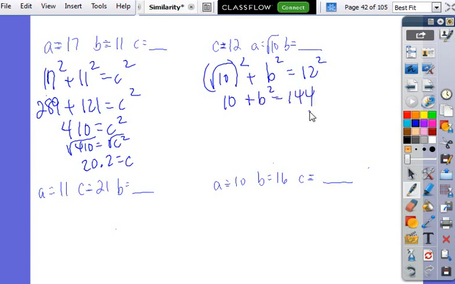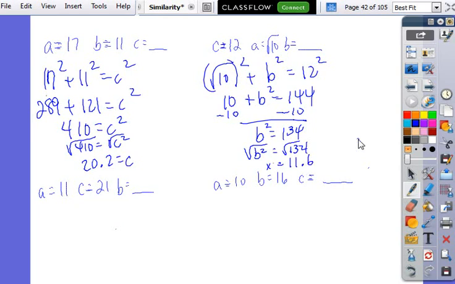Now you're welcome to type it in the calculator, but there's no need to, because that square root and that square cancel each other out. So I get b squared equals 134. Square root each side. 11.57, so it'll be just 11.6. Is that right? 11.6 is right. I typed it wrong.